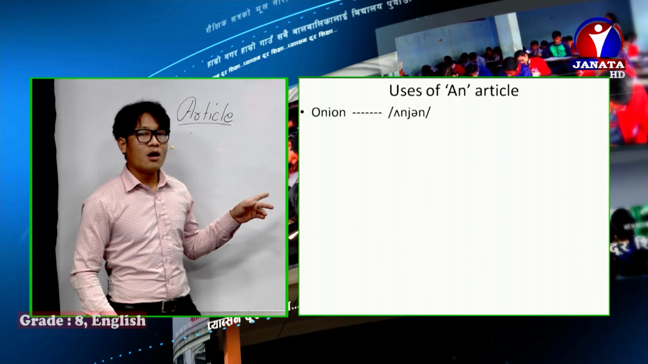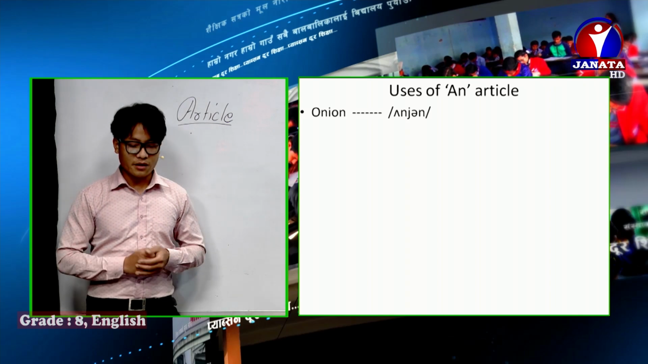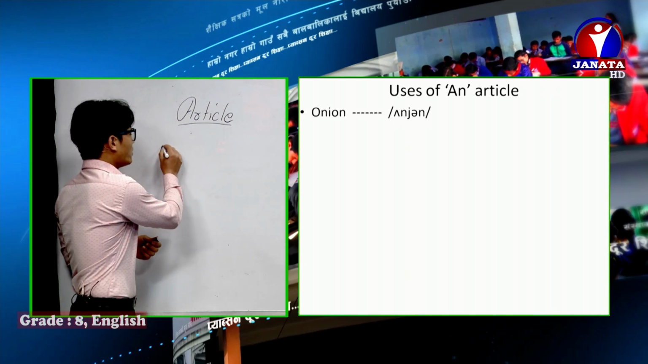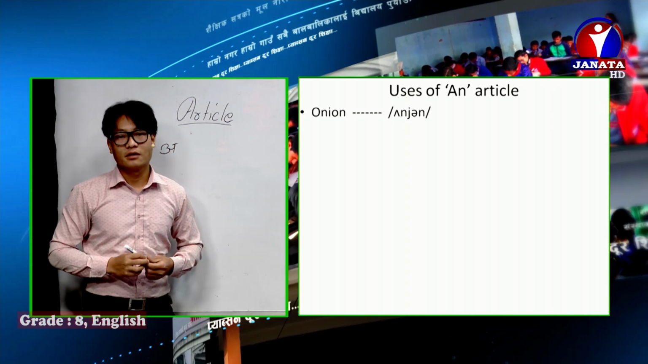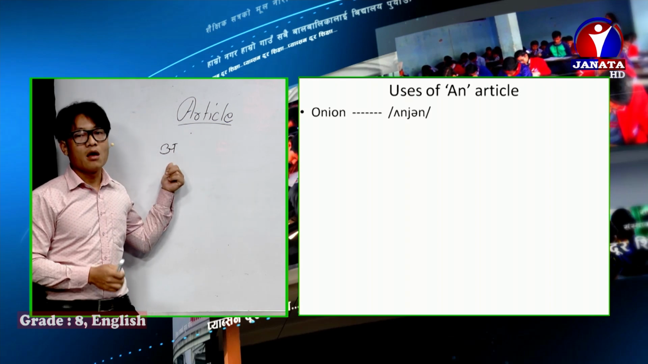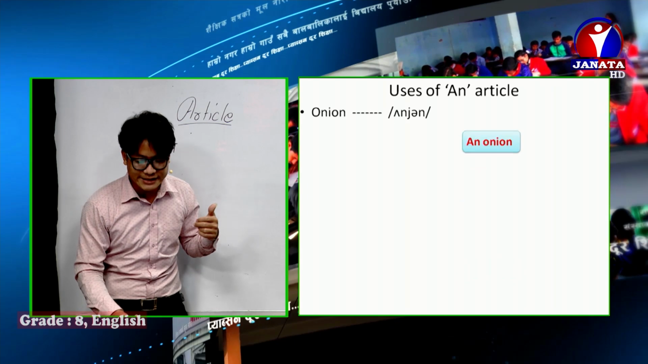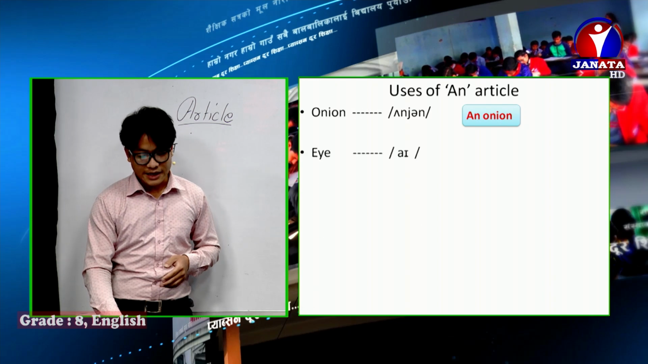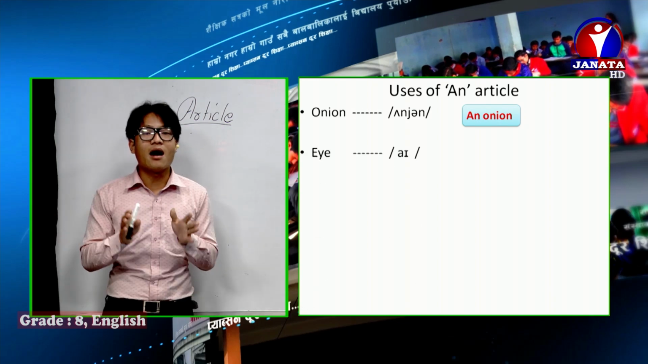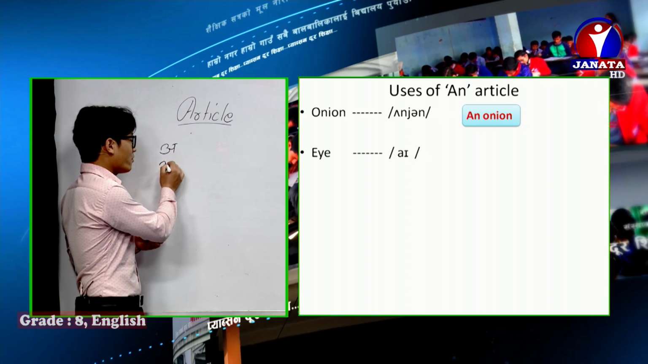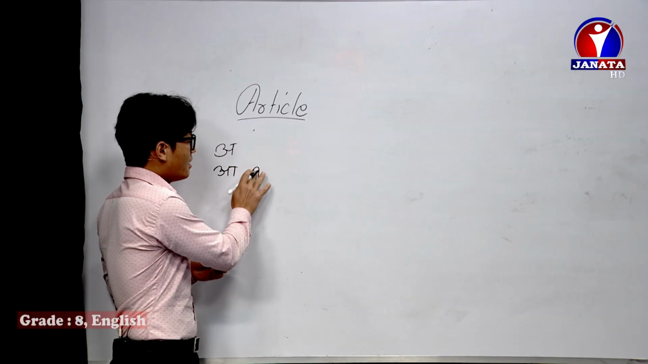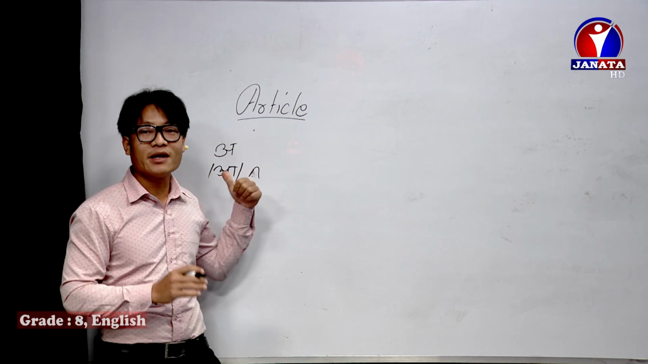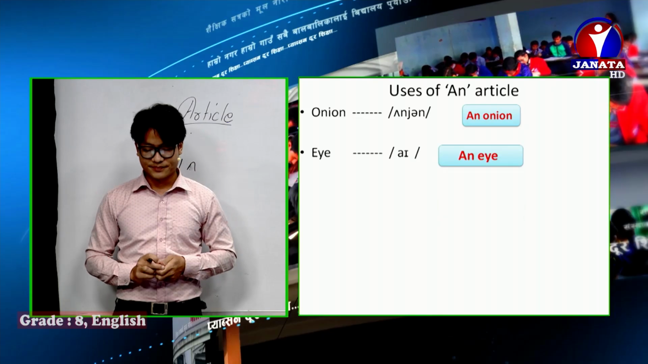First we have the word O-N-I-O-N, onion. Its sound starts with a vowel sound, so you must be sure that it takes an article and it becomes an onion. Next, I. Obviously the first sound is a vowel sound, so you must be sure it should be an I.